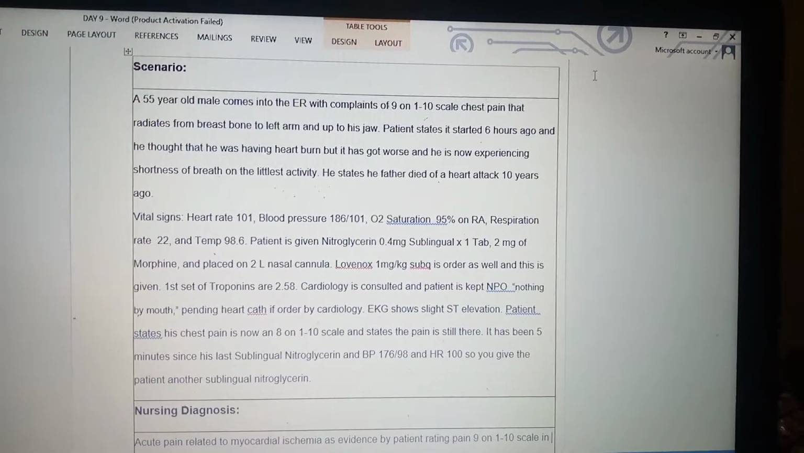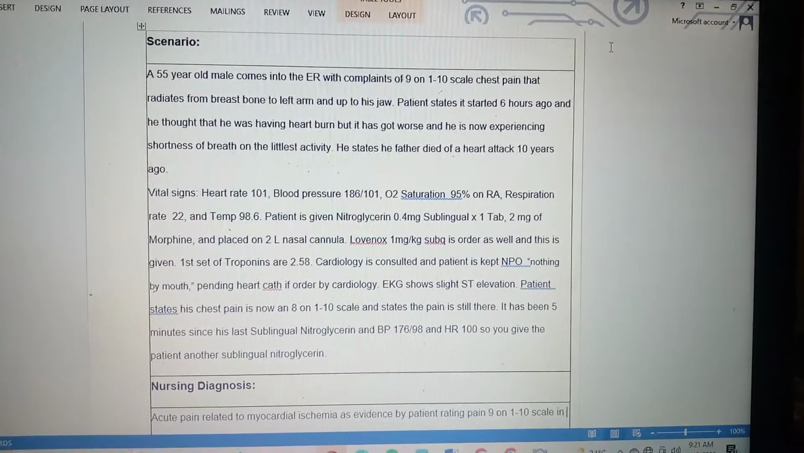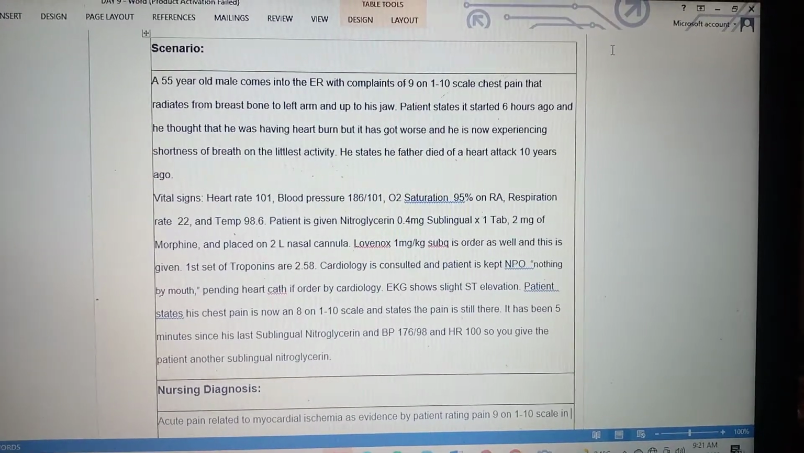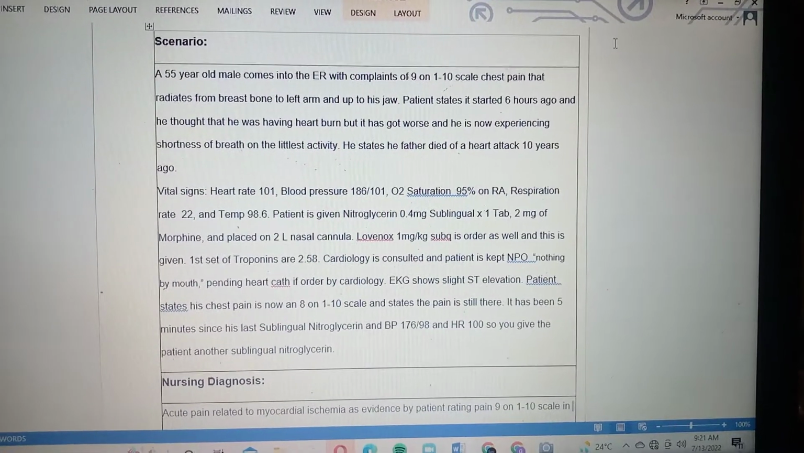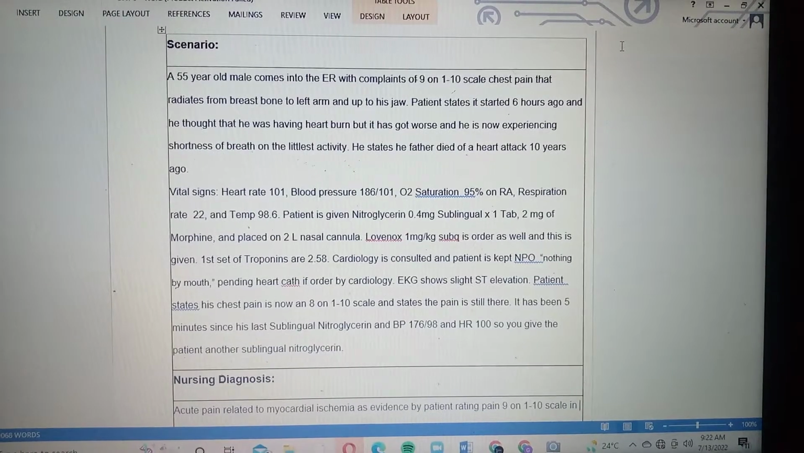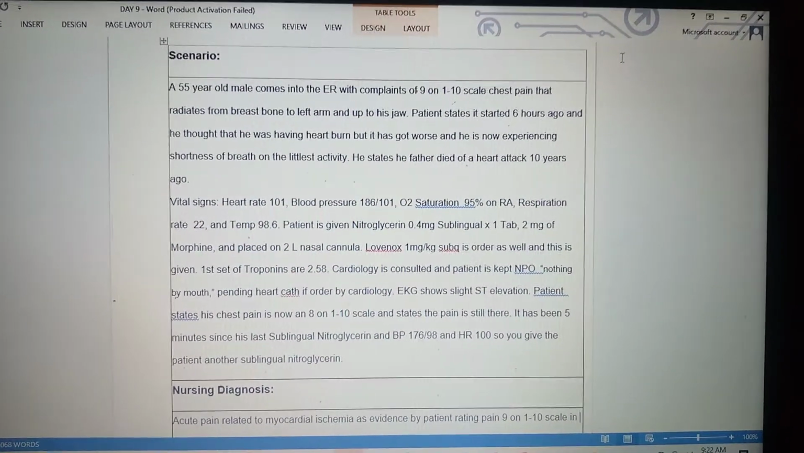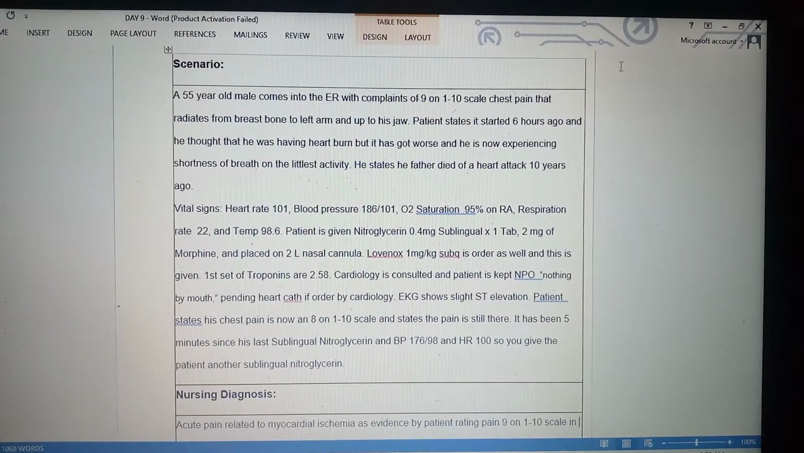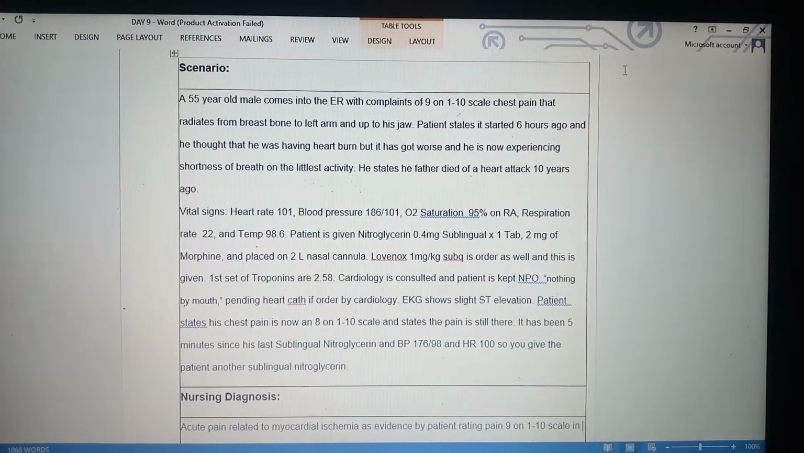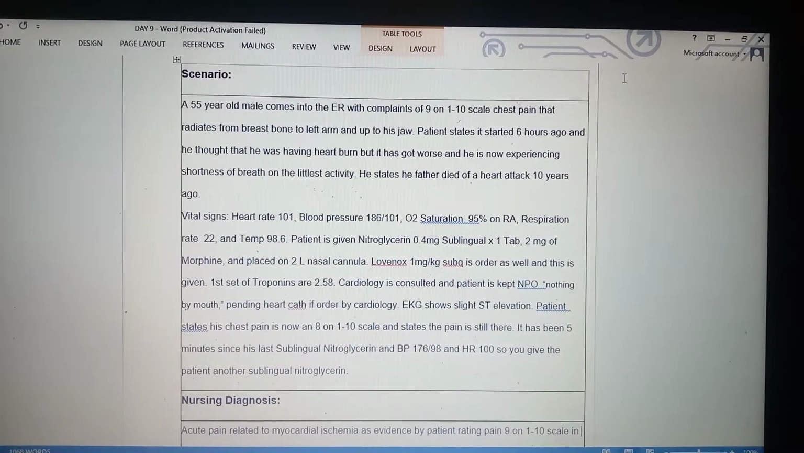Vital signs: heart rate 101, blood pressure 186/101, oxygen saturation 95% on RA, respiration rate 22, and temperature 98.6. The patient is given nitroglycerin 0.4 mg sublingual, 1 tablet, 2 mg of morphine, and placed on 2-liter nasal cannula. Lovenox 1 mg per kilogram is ordered as well, and this is given.